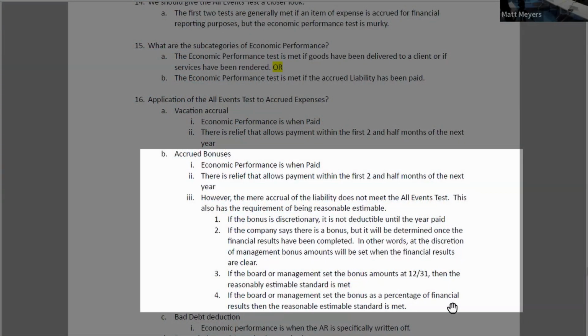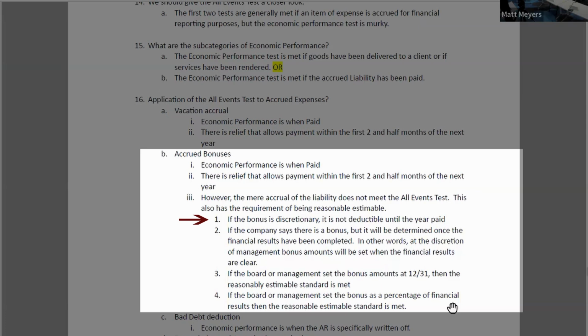Accrued bonuses. Economic performance is when paid. There's relief that allows payment within the first 2.5 months of the next year. However, the mere accrual of the liability does not meet the all events test. This also has a requirement of being reasonable, estimable.